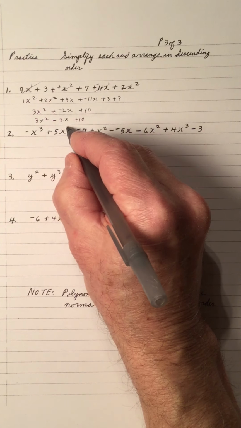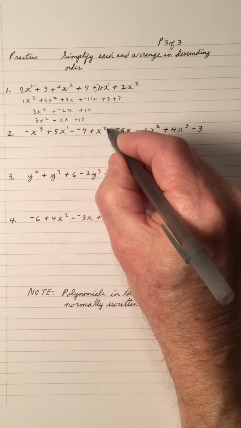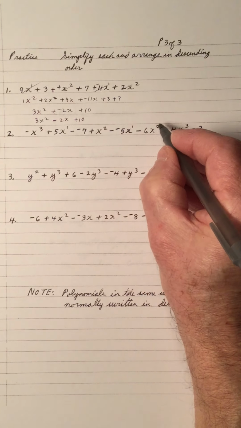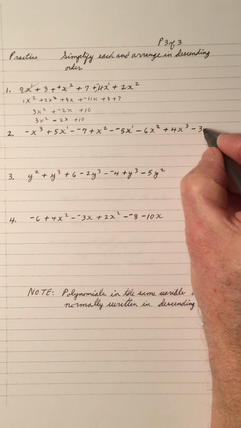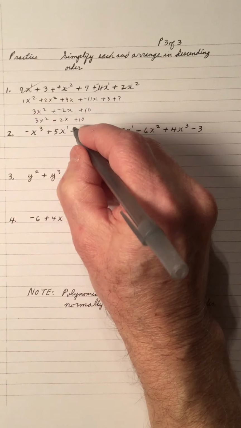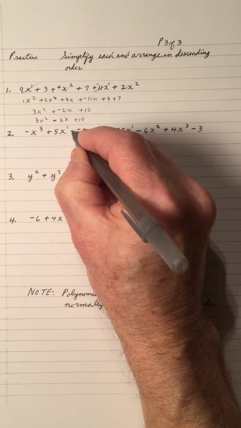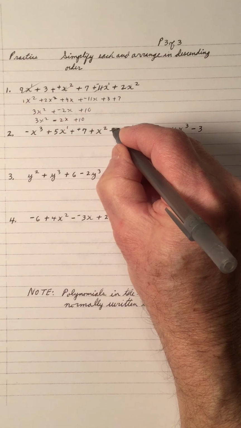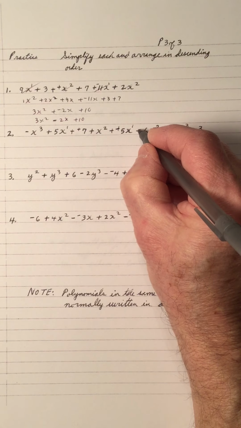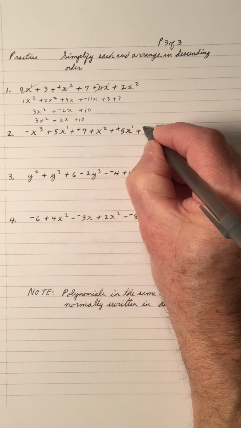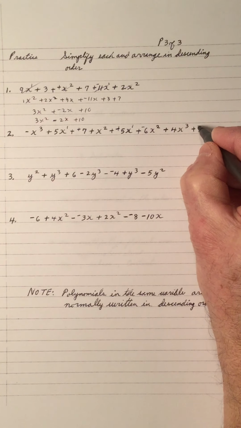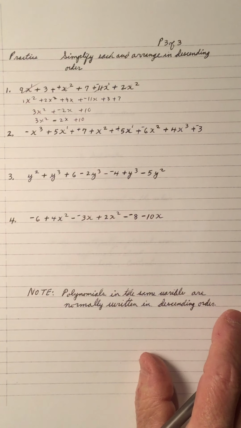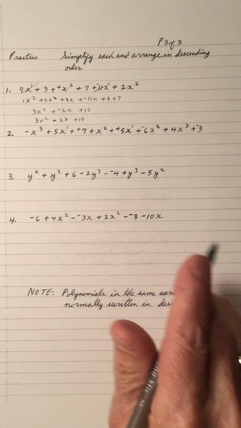Number 2. The highest power here was a 3. That's a 1. That's a constant, that's a square, that's a 1, that's a square, that's a cube, and that's a constant. So before we start, let's add on the opposite. Double negative is a positive. Double negative is a positive. Subtract 6, add on negative 6. Subtract 3, add on negative 3. So I've gotten rid of all the subtraction signs.